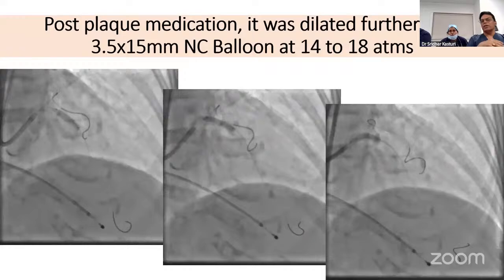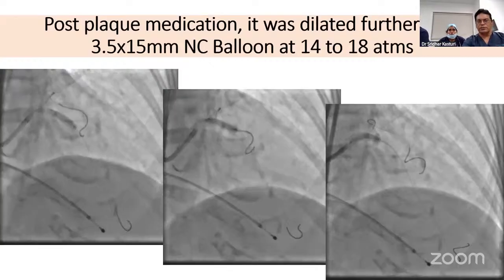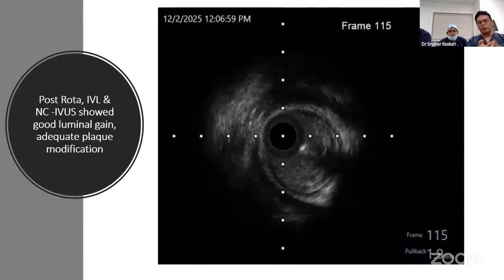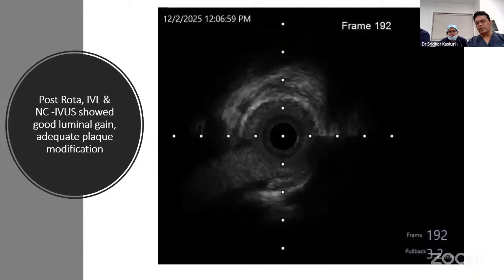Again, because we know the calcium is very thick and the calcium arc is almost circumferential with a large calcium nodule, our intention was to do further aggressive modification before going ahead with stent implantation. So we used a 3.5 by 15 mm NC balloon at almost 14 to 18 atmospheres and dilated the entire LAD and LMCA. Now, post IVL, post Rota, and post NC, we have taken the IVUS image.